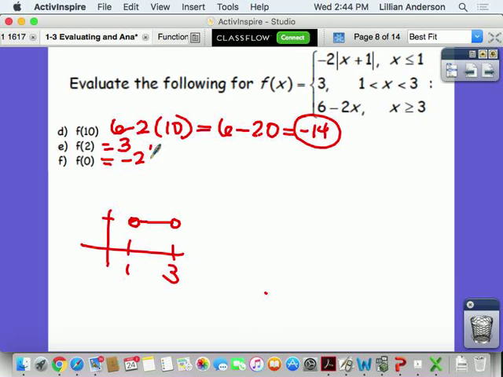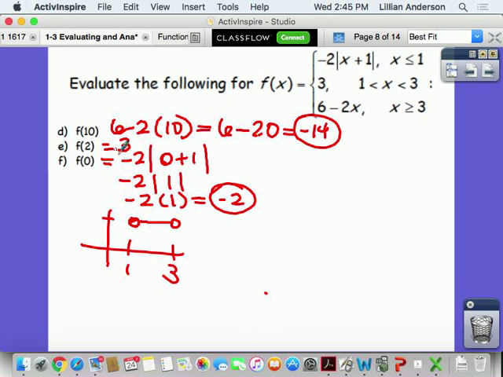First. What do those bars mean? So I have -2, absolute value of 1. What's absolute value of 1? What's -2 times 1? Questions? All right.